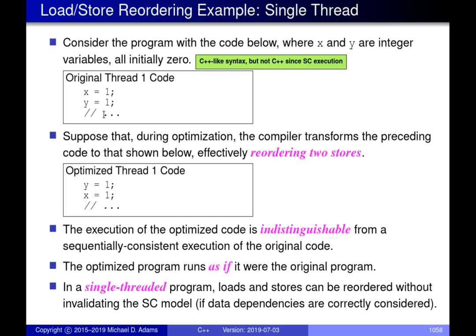What I want to consider here is, suppose the compiler, when we're compiling our code, says, well, because of what we're doing in the dot here, it would be better if I first assign to y and then assign to x. In other words, it would be better if I reverse the order of these two stores to memory. So it basically rewrites our code like what's shown in the optimized version of the code down below here.